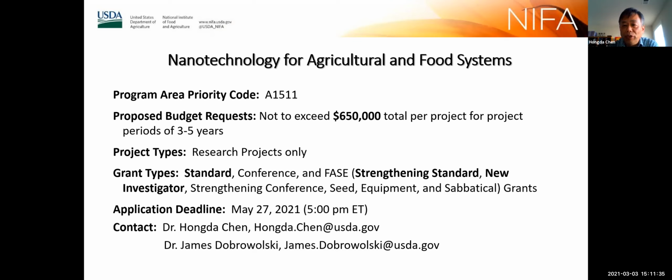The program only solicited research projects, so no integration or other types. And the grant types are standard, as you heard before. It has standard, conference, and a bunch of phase grants. I highlighted 3 of those: standard, strengthening standard, and the new investigator, because those standard grants are subject to the budget ceiling that is listed above. While these other grants, conference, strengthening conference, seed equipment, and sabbatical leave, have their own budget ceiling requirements. Look up the RFA for the details and make sure that your proposed budget will not exceed the budget ceiling, because they will be returned without a review.